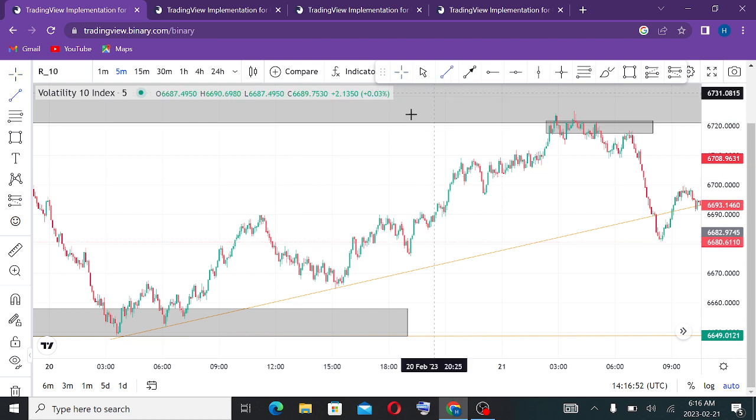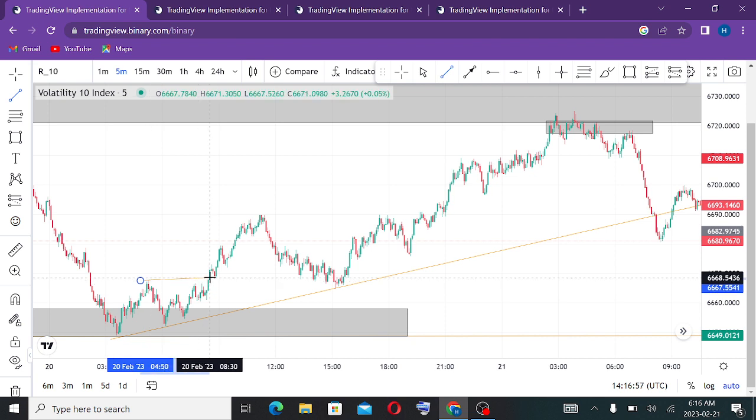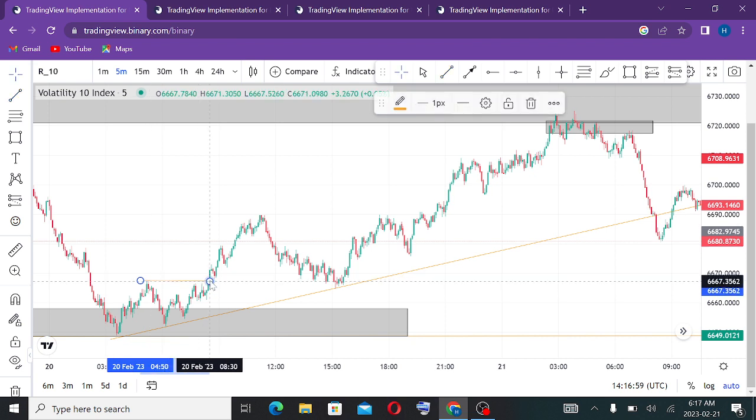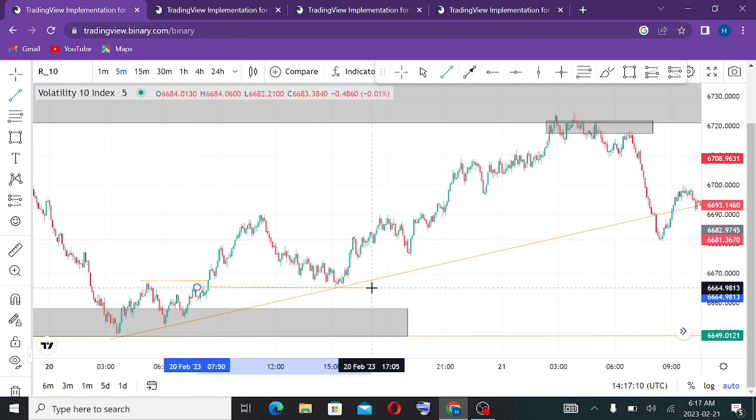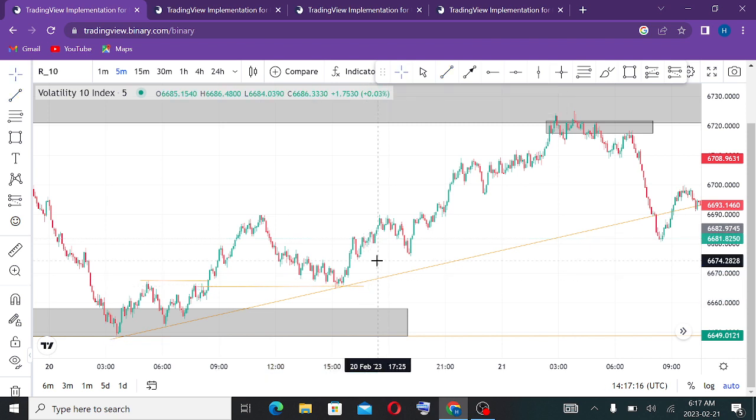Yeah, so let me mark it out so I get to see what I'm saying. So it broke this structure here, and then let's see if market actually came to retest our other block. So, okay. Yeah, so market actually came and retested our other block, and from there sniped us.